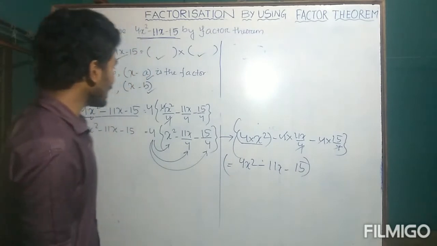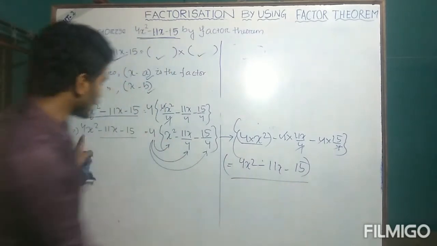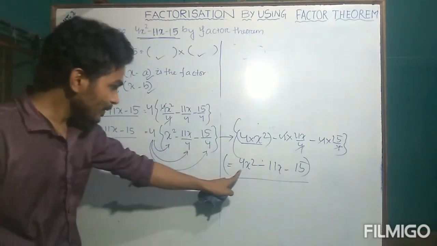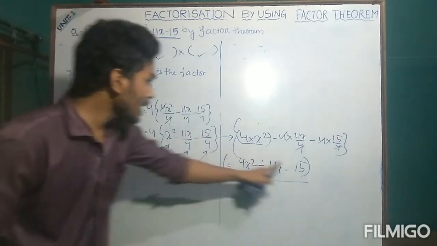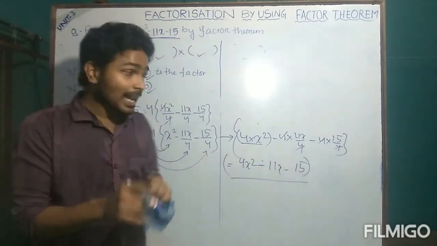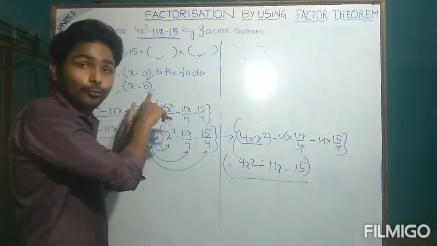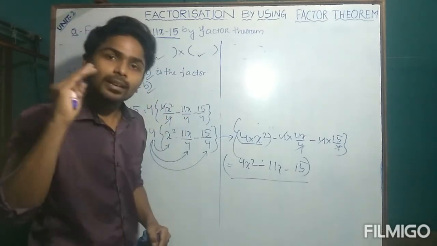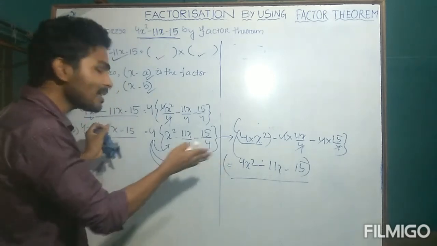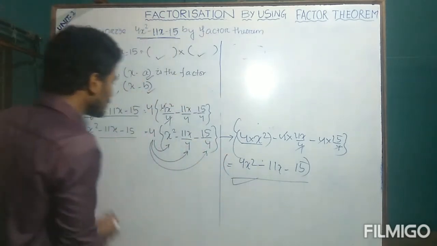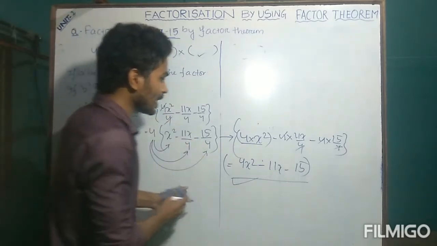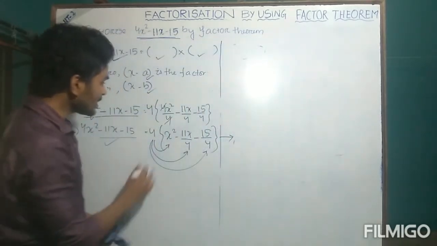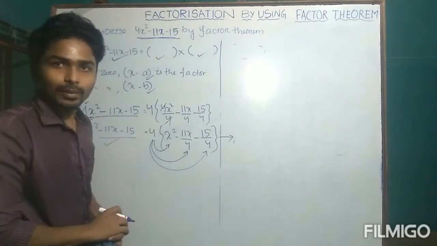Then we can see that this equation and this equation are completely equal: 4x square minus 11x minus 15. That means the only reason we take 4 as common is that, when 4 is taken as common, we divide all the terms by 4 in order to balance the two equations. Now you can see this equation and this equation are the same. So we can convert the coefficient of x square to be 1. Now you can see the coefficient of x square is 1 here.